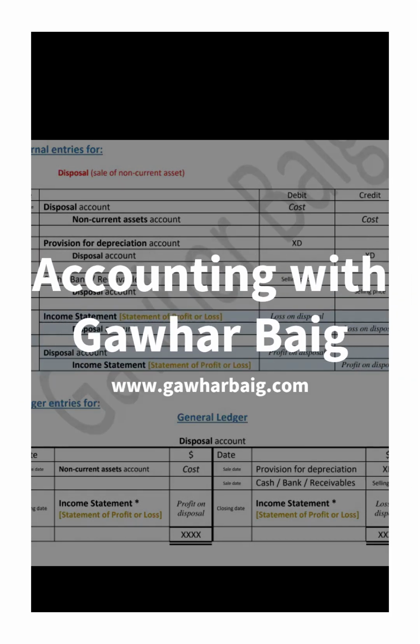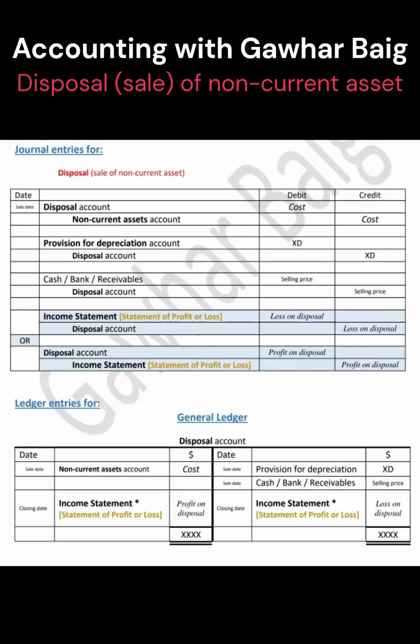Today we are going to see the journal entries and ledger entries for recording the disposal or sale of non-current assets. So first of all, let's look at the journal entries for the disposal or sale of a non-current asset. The first journal entry is the elimination of cost, disposal account to be debited and non-current asset account to be credited. You can also see my previous video on this elimination of cost.